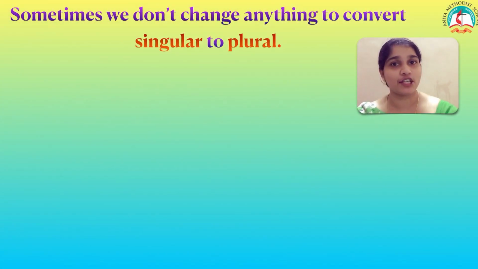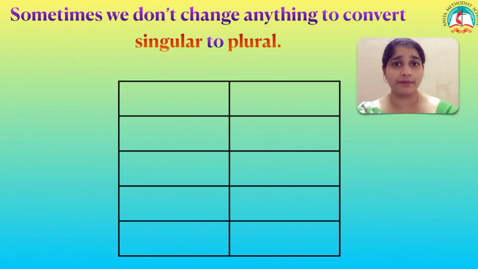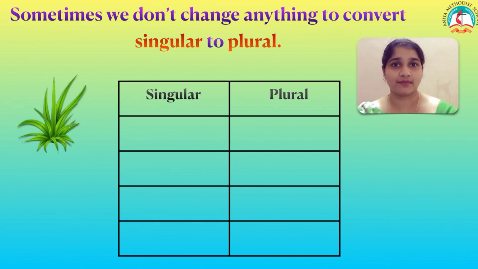Here is the last rule that I'm going to teach you today. Sometimes we don't change anything to convert singular to plural. Here is a table and I'm going to show you some pictures. I want you all to write the singular and the plural form of it. What do you see in this picture? Grass. Do you know what is the singular form of it? It is just grass. Then what is the plural form of grass? As I told you in the rule, we need not change anything to convert it from singular to plural. So it is again only grass.